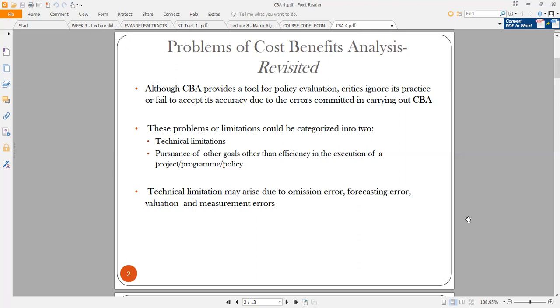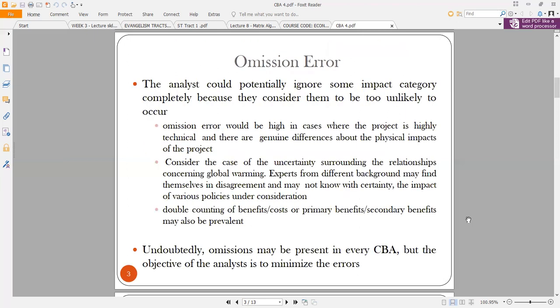And at times, after the project has been implemented and you do ex post, the objectives that were laid down in the ex ante do not tally with the ones that we realized from the ex post. Then it means that there were some forecasting errors somewhere. And also, after you've been able to lay down the benefits and the costs associated with the project, valuing them or measuring them is also an issue. So these are the various technical limitations. Let's take them one after the other. Let's begin with the omission error.